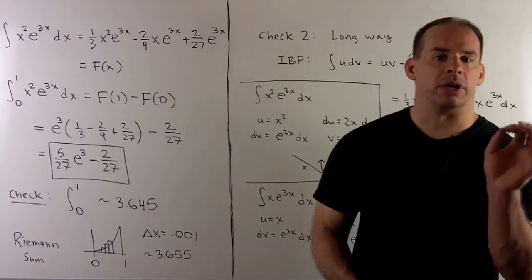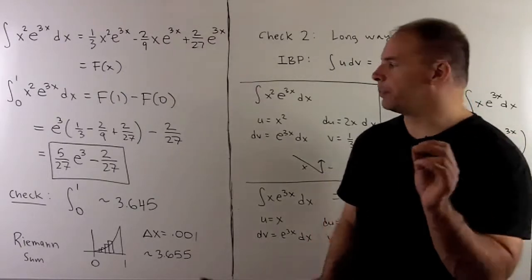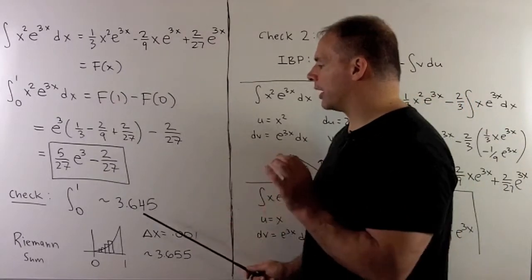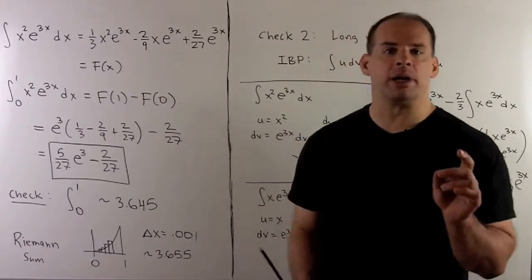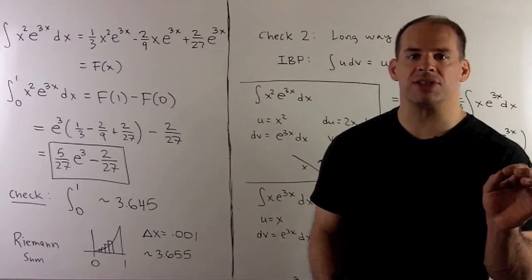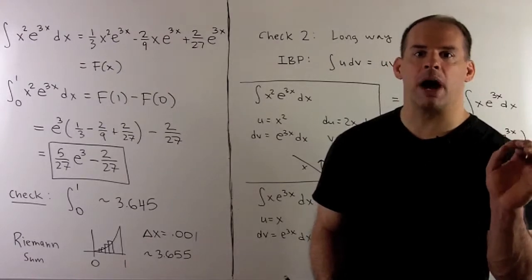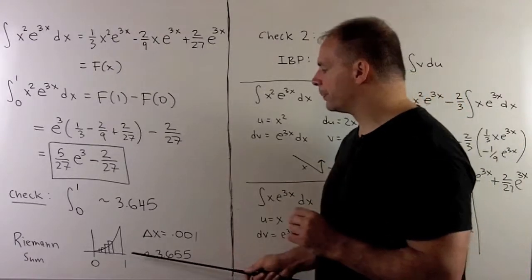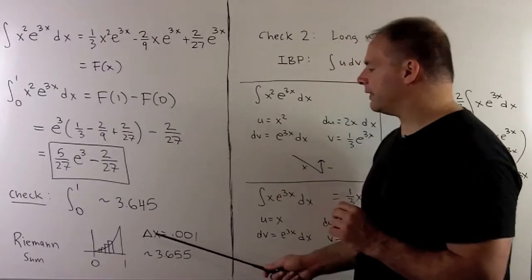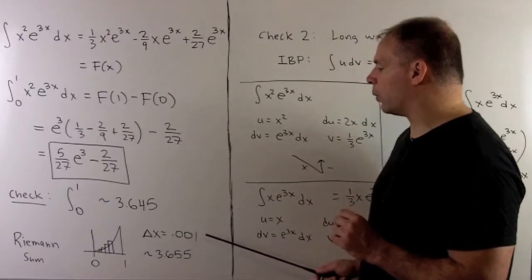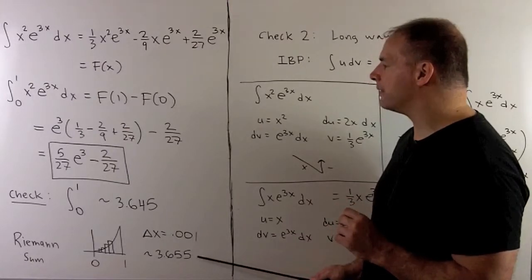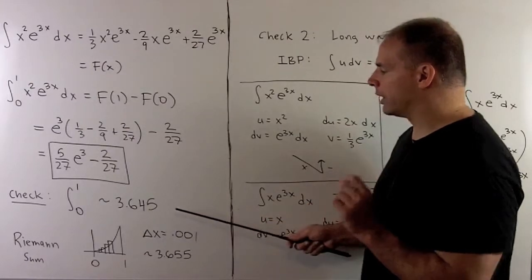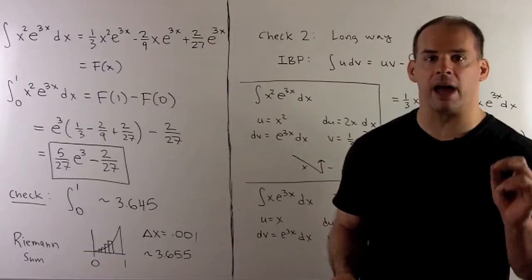Now, for here we can check. If I put this in a calculator, I'll get roughly 3.645. If I go to my computer, calculate the Riemann sum, so that's just going to be an approximation using rectangles. If I let the base of each rectangle be equal to 0.001, my approximation is 3.655, and that's pretty close to what we're getting here. So I believe my answer.